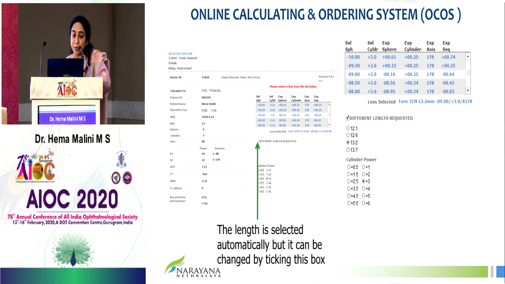Further, when you go to the online calculating and ordering system, OCOS for short, you also have a column wherein you can change the size that has been recommended after the calculation. Also you have a column for the cylindrical paths. You can choose a different cylindrical path to ensure that the residual cylindrical power and the spherical equivalent are on the lesser side.